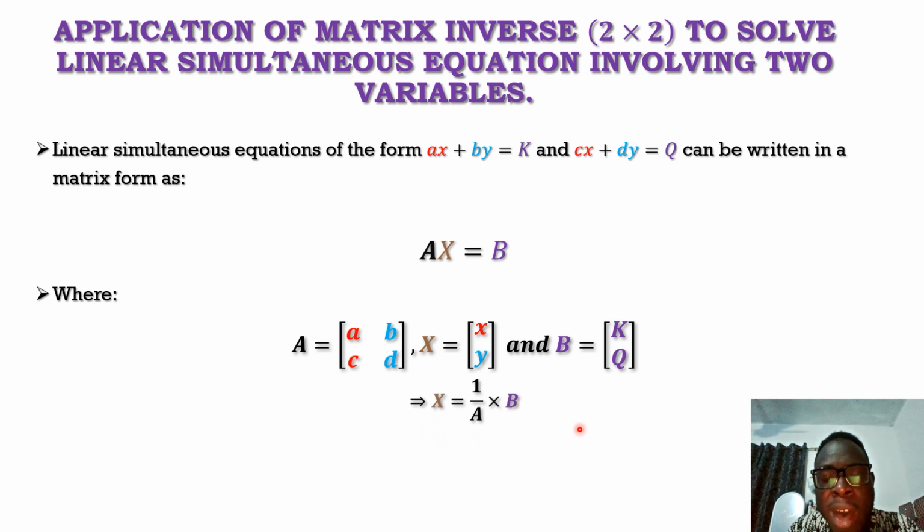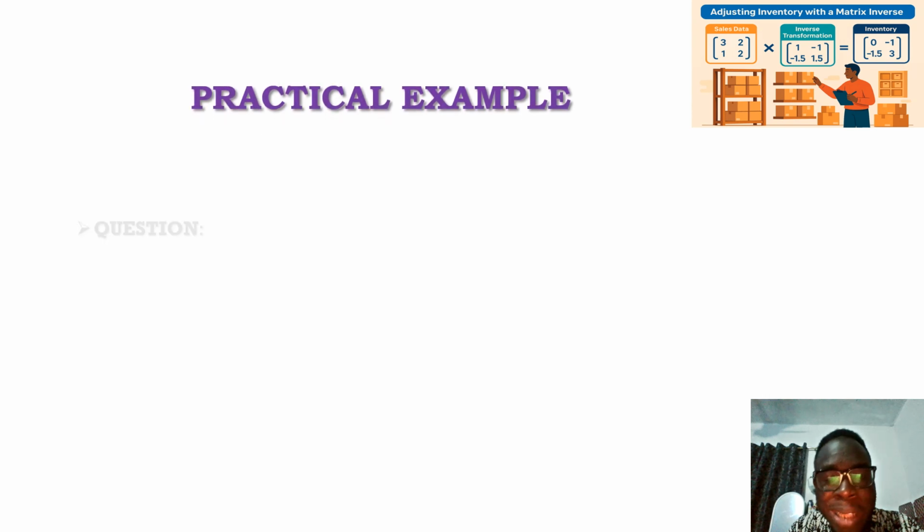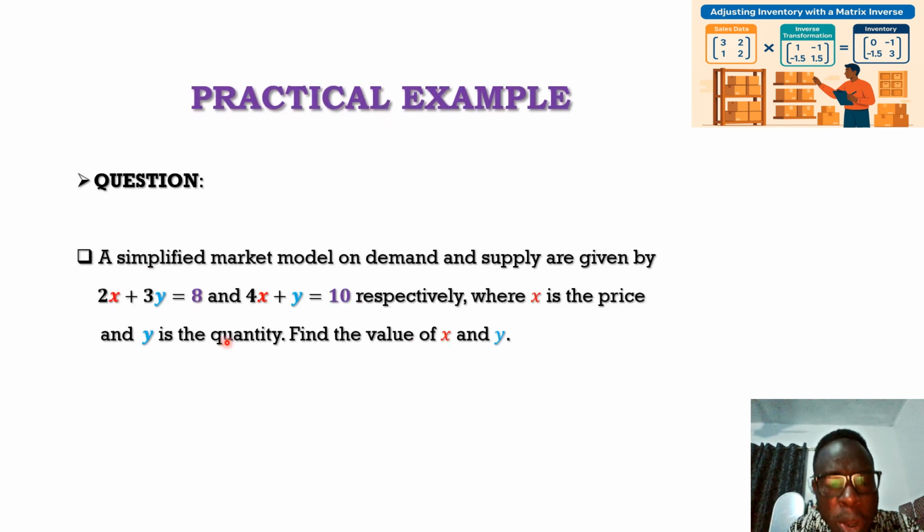So if I want to find the variables x and y, it is like making X the subject in this particular relation. And when you do that, X will be equal to the inverse of matrix A times B. Let's look at a practical example. We have an application question on demand and supply, where we are supposed to find the value of x, which is the price, and y, which is the quantity, by using matrix inverse application. So we are going to solve these two simultaneous equations using matrix inverse application.